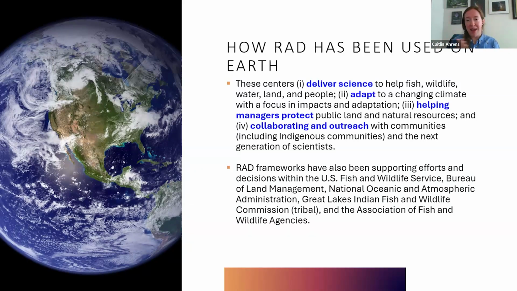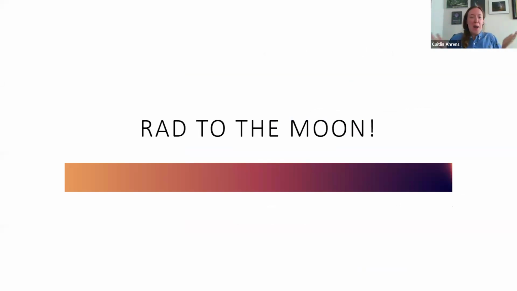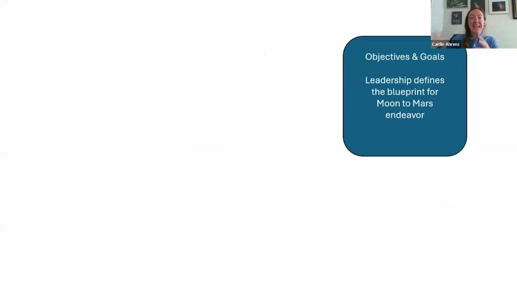So another thing too is RAD frameworks have been used a lot with Fish and Wildlife Services, land management, tribal commonwealths as well, and commissions, Association of Fish and Wildlife Agencies. So RAD has been used quite a bit for flora and fauna. So there's no flora and fauna on the moon. What in the world are we going to do about that? But it is all going to come down to managing our time, managing our activities, and managing our resources at the moon.